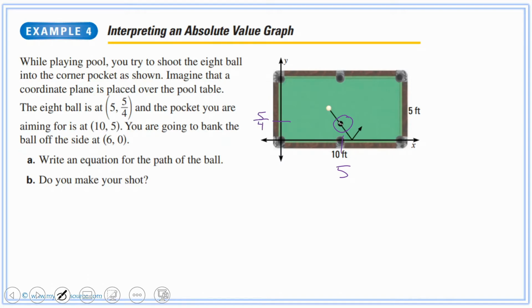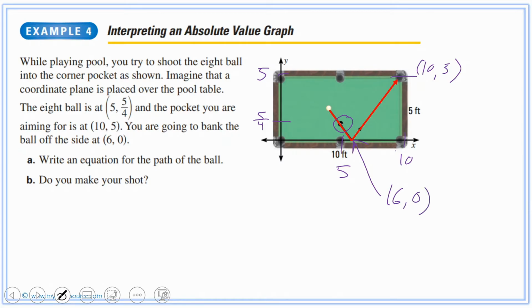You're aiming for the point 10, 5, right? Because the table is 10 feet long, this represents 10. And since it's 5 feet wide, this is going to represent the unit 5. So this is the point 10, 5. You're going to bank the ball off at 6, 0. So right here, where the ball's going to hit, that's the point 6, 0.